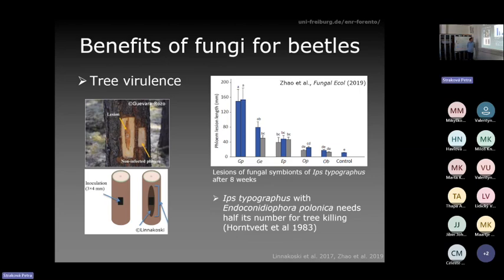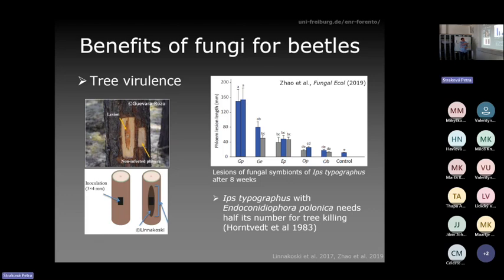Okay, that's about nutrition. And this is already known for quite a while, since the 80s, that some of these fungi associated with the beetles are also causing tree virulence. When you inoculate these fungi into trees, you then see lesion zones of different sizes. Here you see different fungi that are associated with the European spruce bark beetle, and these are the lesion zones. So some species of fungi are really causing big lesion zones.